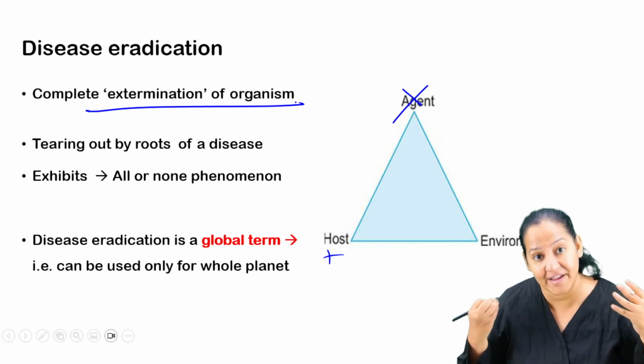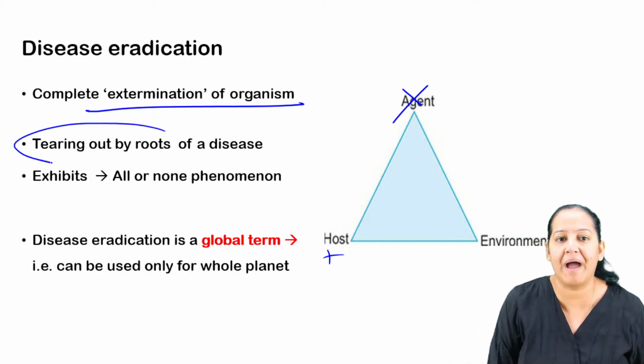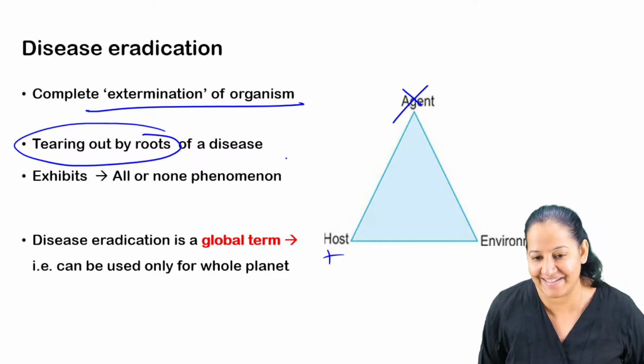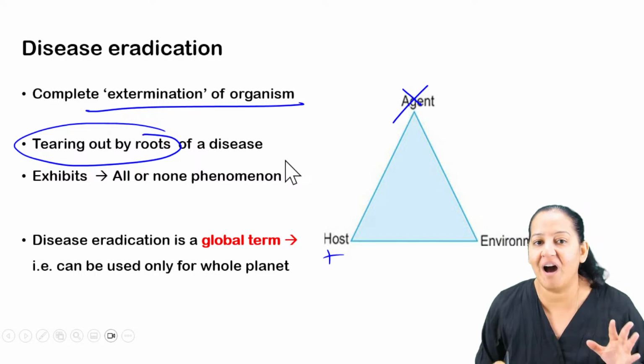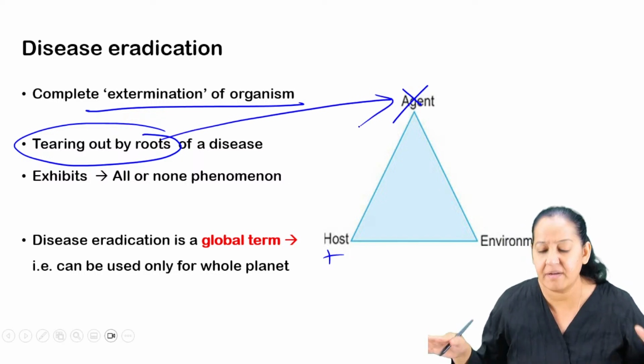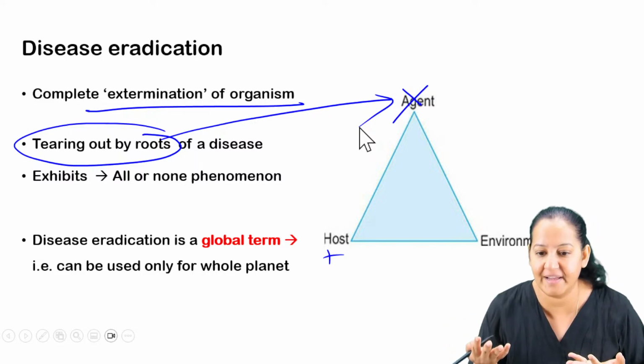Agent है ही नहीं, गायब, खत्म. It is tearing out by roots. हिंदी में कहूं तो जड़ से उखाड़ दिया. अगर if you understand हिंदी, जड़ से उखाड़ फेंकना. So we are tearing the agent out by its roots. It's absent in the environment. न रहेगा बांस, न बचेगी बांसुरी. एजेंट ही नहीं है तो काय की डिजीज?